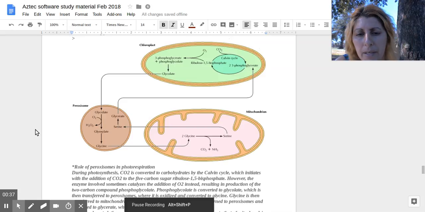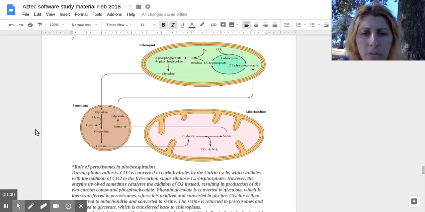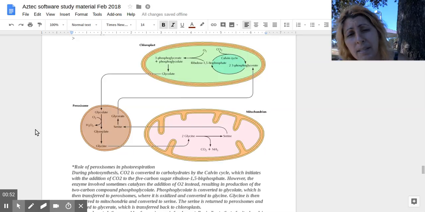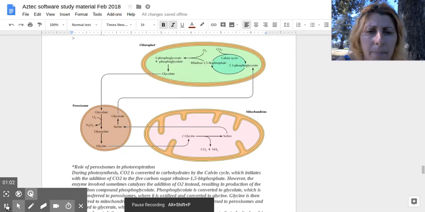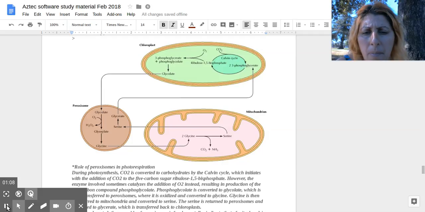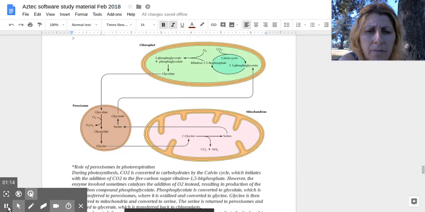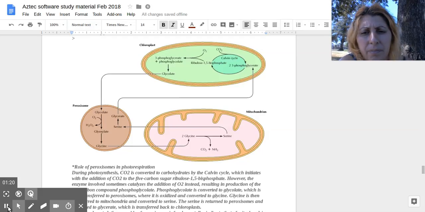Here it's showing the Calvin cycle in the chloroplast, and the glycolate, which is produced from the chloroplast using the Calvin cycle, from ribulose 1,5-bisphosphate to phosphoglycerate.